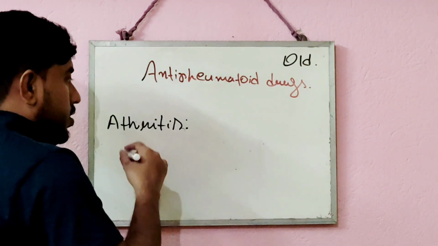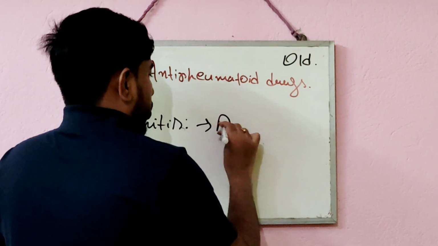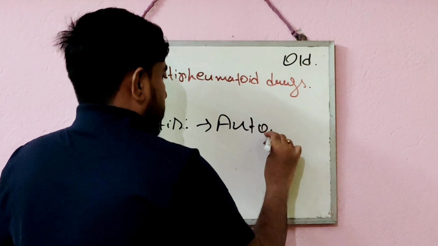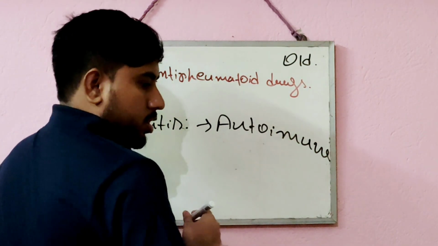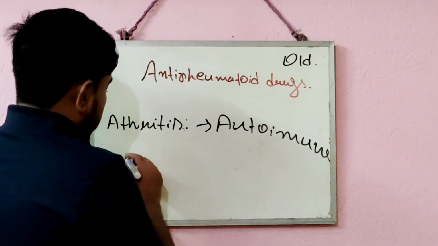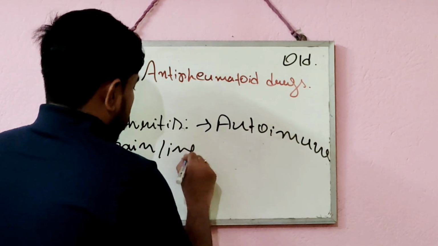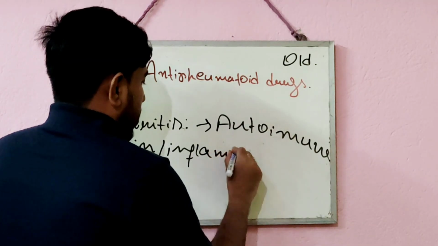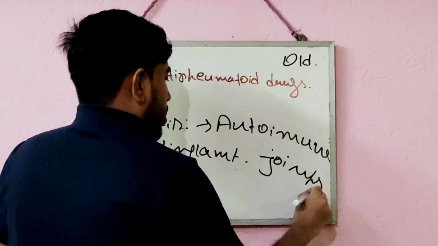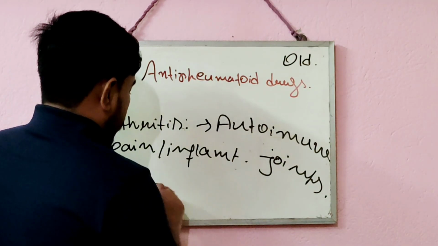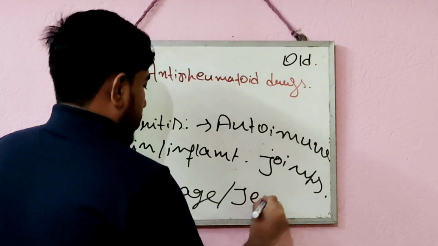And what is arthritis in medical terms? Arthritis is an autoimmune disease that leads to pain and inflammation in the joints, and it is mostly seen in old people or geriatric patients.